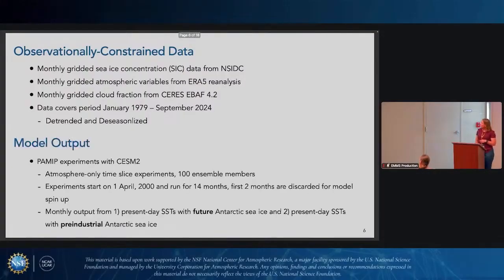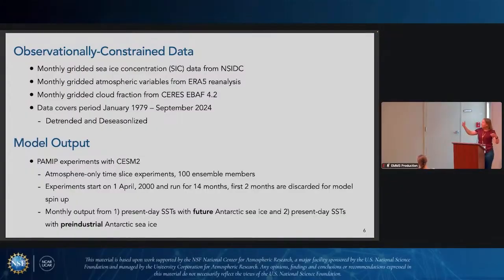And then for the model data, I'm using PMIP experiments, or PMIP-style experiments, with CESM2. If you don't know, these are atmosphere-only time slice experiments. They all have 100 ensemble members. The experiments are run for 14 months, the first 2 months are discarded, so you end up with 12 months of data. The particular experiments I'm using are one forced with present-day SSTs and a future Antarctic sea ice state, and one with present-day SSTs and a pre-industrial Antarctic sea ice state.